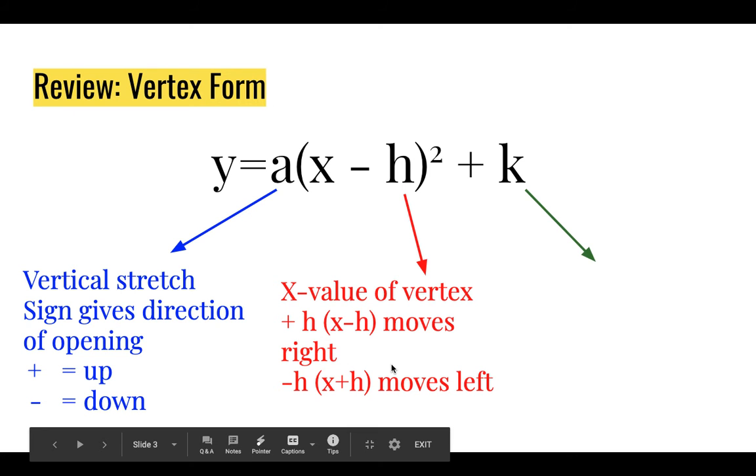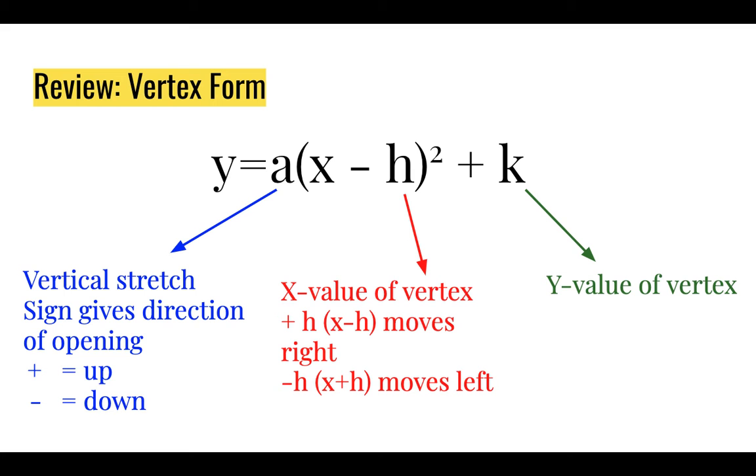k is the y value of the vertex. So if you have a positive number there, it's going to move up. And if you have a negative number, it's going to move down.